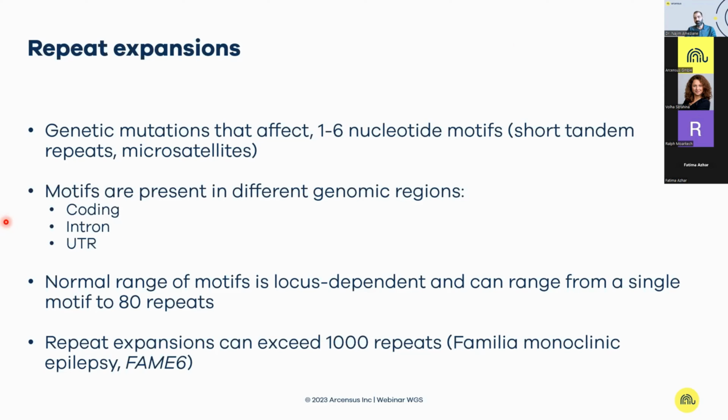Normally, these motif ranges are different per motif, per locus, and they can range from a single motif up to 80 repeats, which is in the normal range. And this depends on the genomic location. And some of the repeat expansions can exceed over 1,000 repeats, which is, for example, in the repeat expansion that is related to familial myoclonic epilepsy.